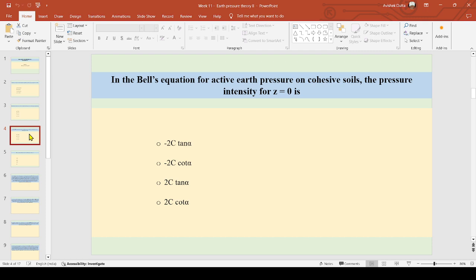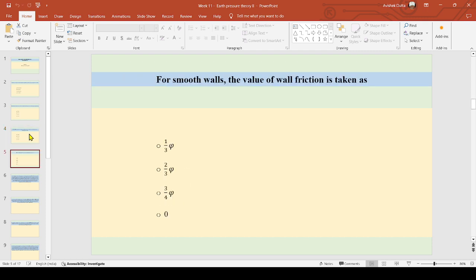Okay. Next question. For smooth walls, the value of wall friction is taken as. Here, the conditions mentioned go every time for active earth pressure, at rest, and passive earth pressure. Every time there is a smooth wall, what is the value of wall friction that is assumed in the analysis? Your options are: option 1, 1 by 3 of phi, where phi is the angle of internal friction. Option 2, 2 by 3 of phi. Option 3, 3 by 4 of phi. And option 4, 0.